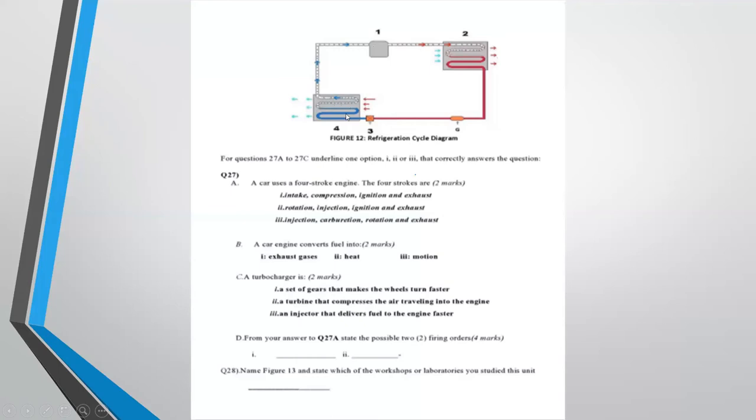Let's go to the next question. The next question is, we should underline the correct answer. So a car uses a four-stroke engine.